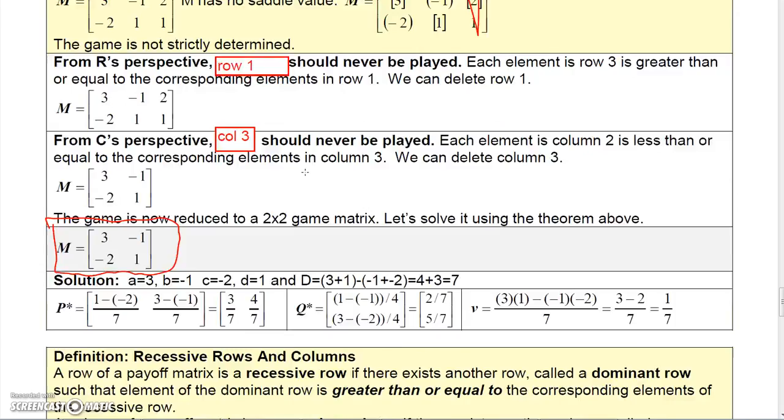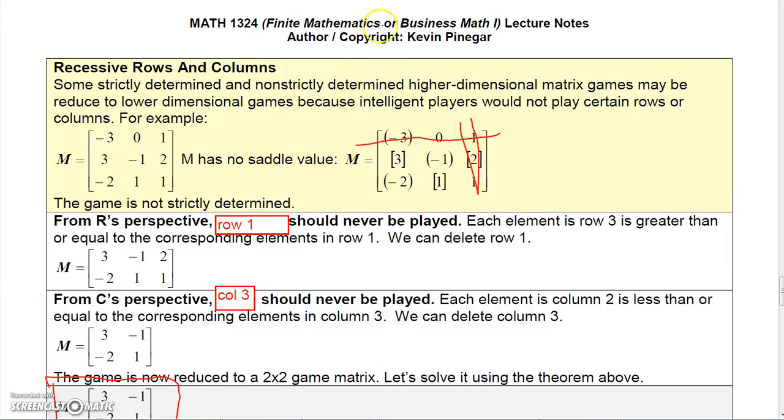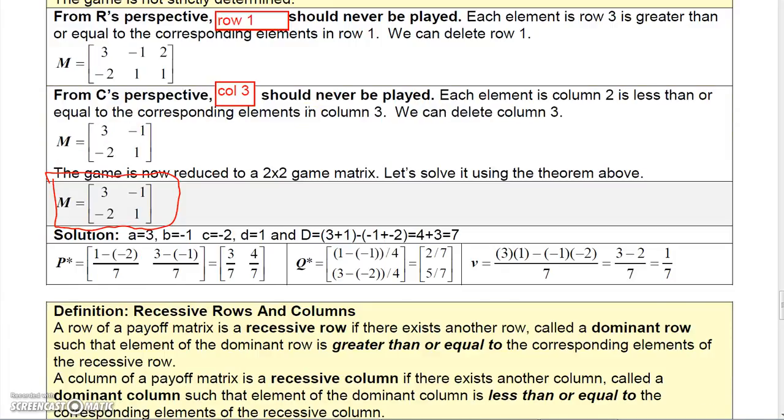So basically, we removed this row because this is a row that player R would never choose, since in these rows you can get bigger values for R, and player C would never choose this column since we can get bigger values or smaller numbers here, more negative numbers in these two columns for C.